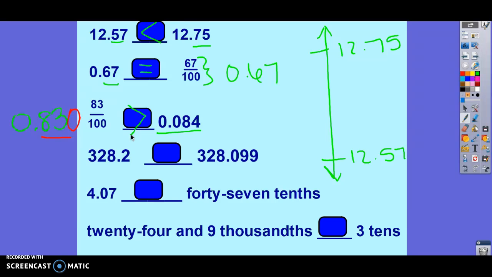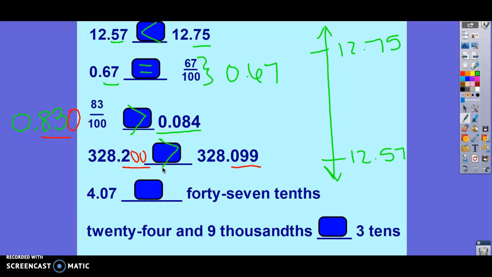Next problem, 328 and 2 tenths compared to 328 and 99 thousandths. Which one's larger? Remember what we can do with the zeros, we can add to compare. So I'm going to add two zeros here so I have the same number of decimal places on both sides. Because my hundreds place is the same, my tens place is the same, my ones place is the same. The first change is the tenths place. I have a 2 in the tenths place and I have a 0 in the tenths place. Which one's larger? The correct answer is 328 and 2 tenths.